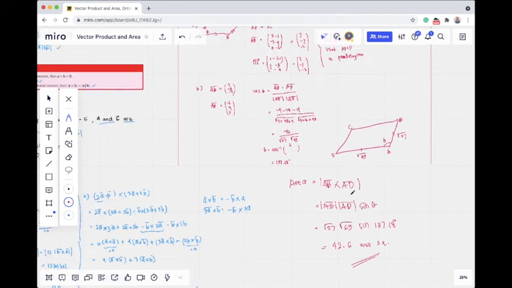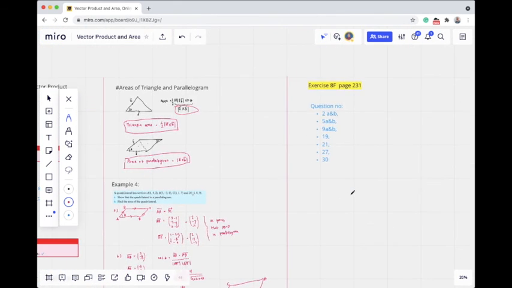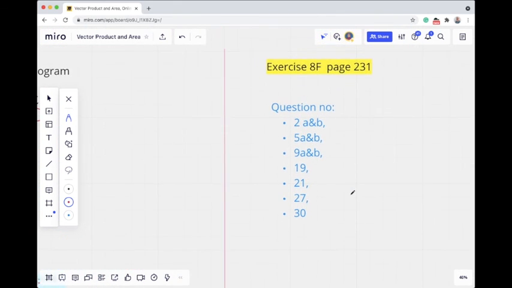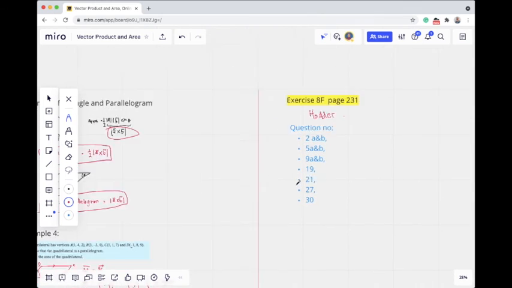Okay, you can do exercise 8F as practice, on page 231 of the Hodder book. You can try question numbers 2, 5, 9, 19, 21, 27, and 30, and you can also try the other questions.